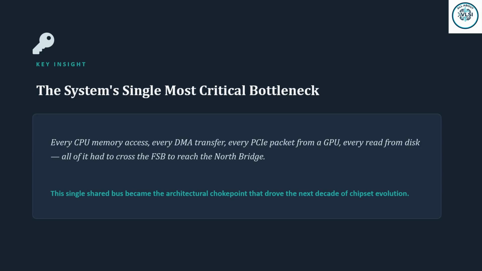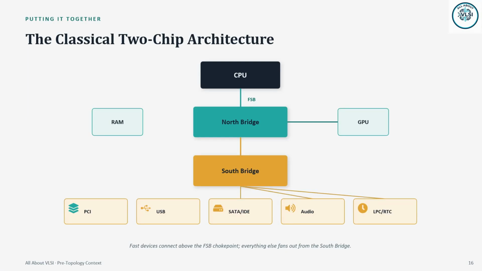So this was the basic architecture, and it increased the overhead over the FSB, because as time passed, the bandwidth and the amount of data increased. That is the reason we are going to eliminate that FSB, and that basically led to the evolution of our chipset.